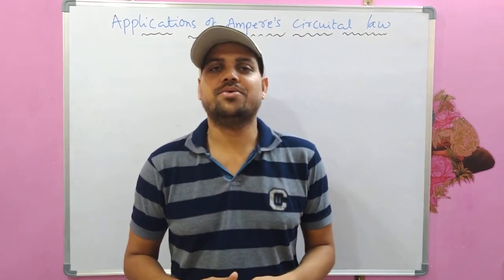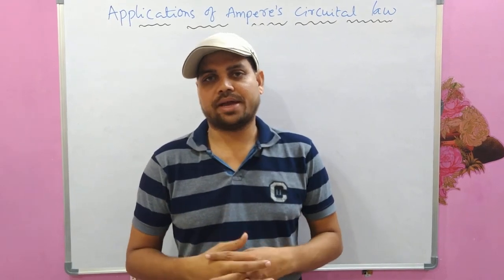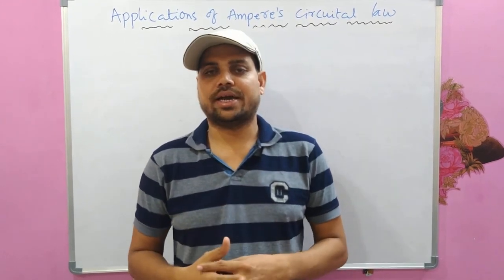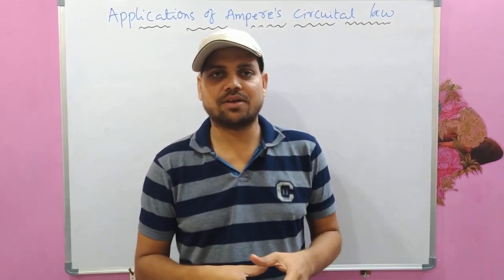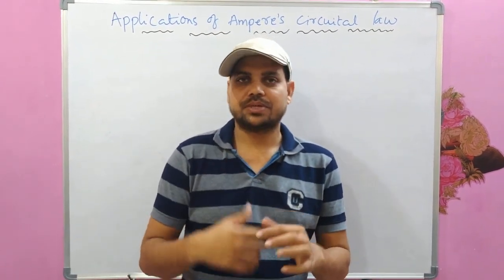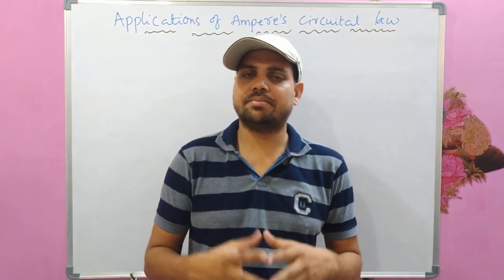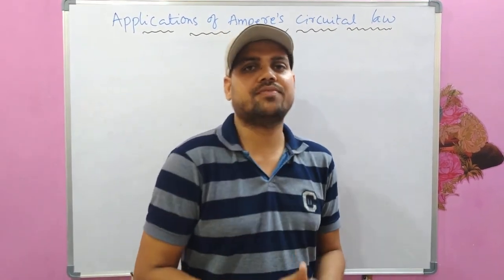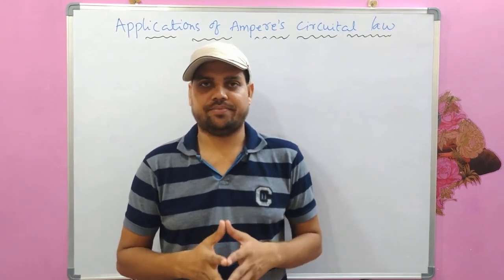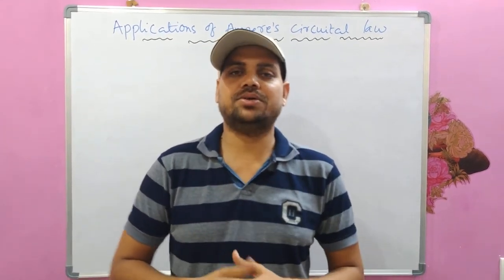So this is how we use Ampere's circuital law for finding the magnetic field due to current carrying conductors. In this lecture, we have calculated the magnetic field due to a current carrying infinite wire, and we have calculated the magnetic field at the center of an ideal solenoid on its axis. So hope you have understood.